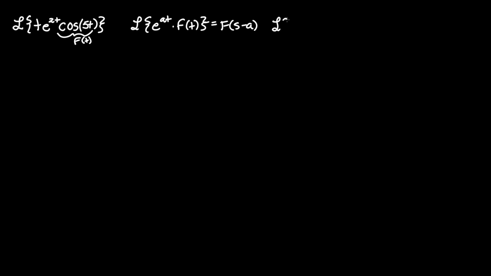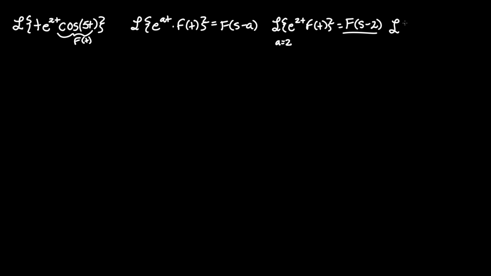So for our case, we have e to the positive 2t, where e is raised to the power of 2t, so a equals 2. And multiplying that by our f of t, which is the cosine function, this will become f of s minus a, which is s minus 2. That means when we take our Laplace transform of our f of t, cosine of 5t, wherever s appears, we replace that with s minus 2.